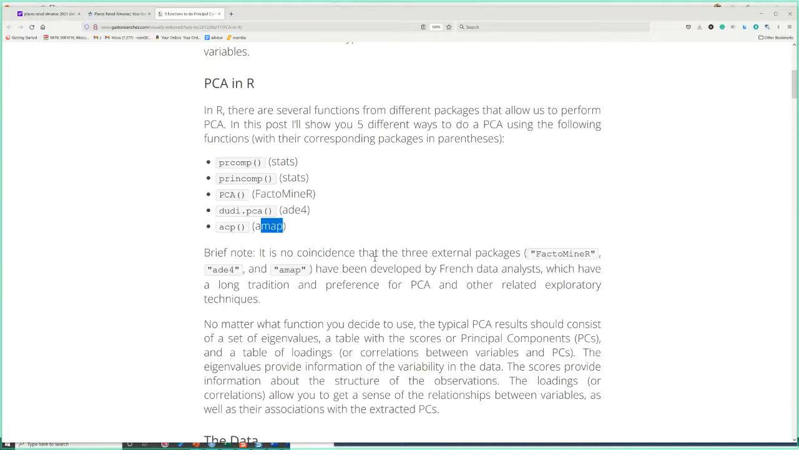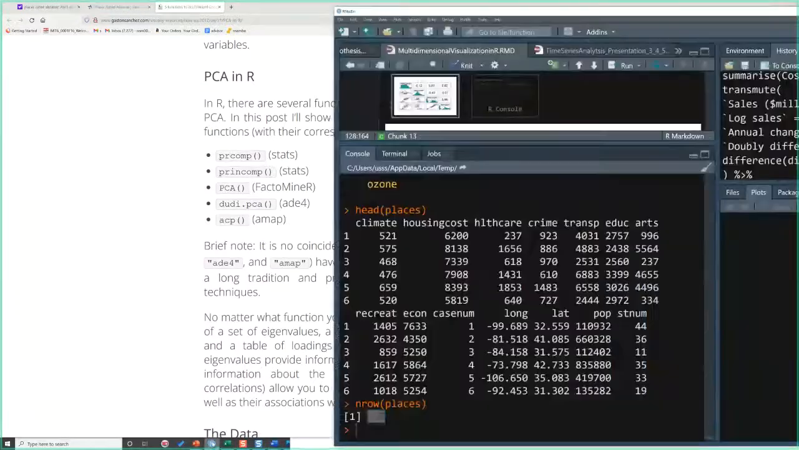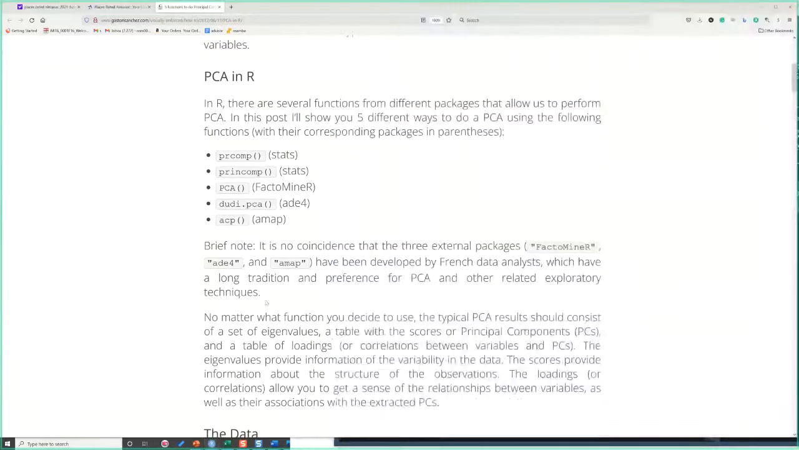What are the base packages for CRAN then? So all are supported by CRAN? Stats is part of the base package. See that one. If I say prcomp, it should work. Okay, let's go there. Right, prcomp.